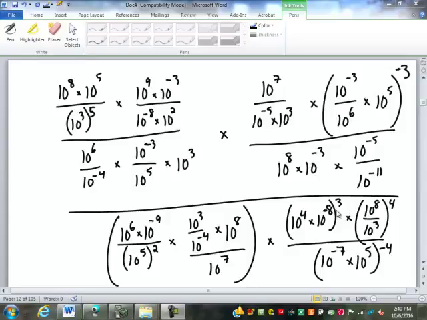So let's start in the upper left here. Obviously, we got the fraction bar here, which tells us we have to do everything on top first.